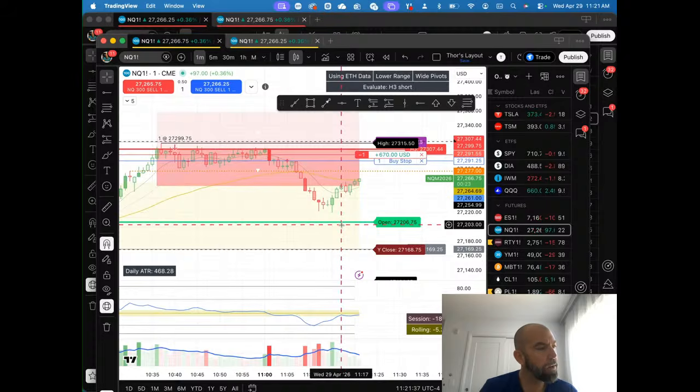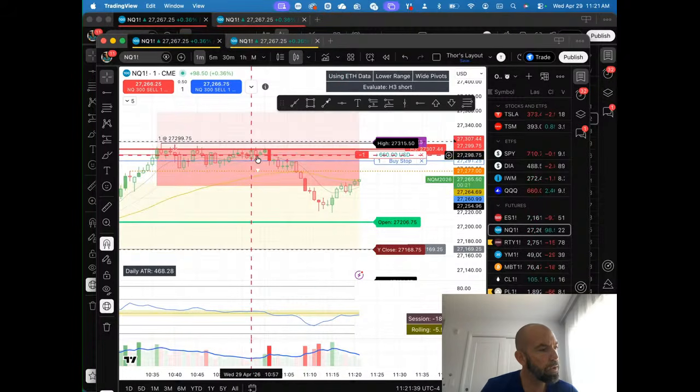Man, it'd be a little disappointing if this trade gets squeezed out. This is such a gorgeous entry.